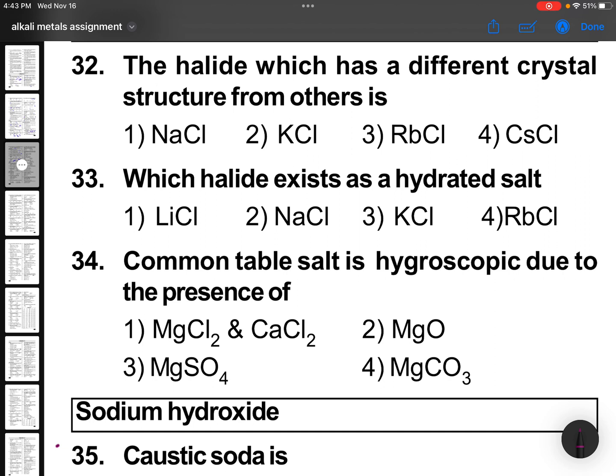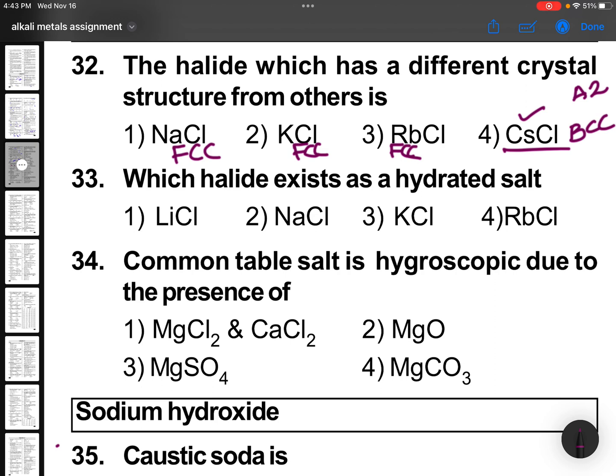So, alkali metals we are discussing, in continuation, assignment 2. The halide which has a different crystal structure from the others is cesium chloride, with BCC shape. Sodium chloride is FCC. You are studying this in chemical bonding; just go back to chemical bonding and you can check this. All these are FCC, so the different one is BCC.